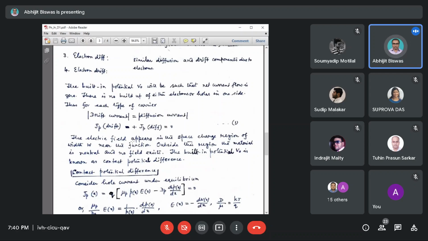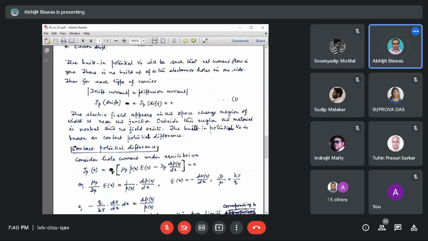So we can write this equation: Jp drift, J for current density, means the current flowing through unit area. The current carried by holes, Jp drift plus Jp diffusion, is equal to zero. It is the algebraic sum, that is why the total summation is zero. We have to take into account the direction. If we consider the positive direction of the x-axis as positive, and the negative direction as negative, then the sum given in equation 1 is equal to 0.